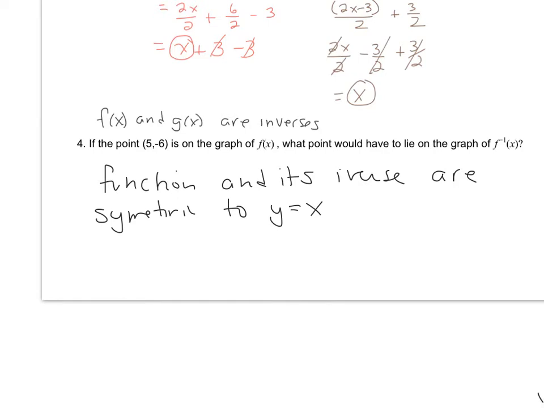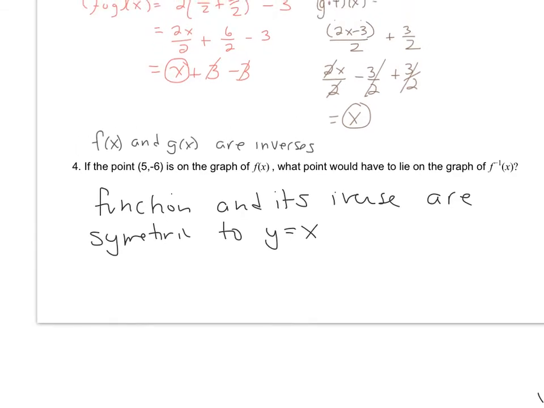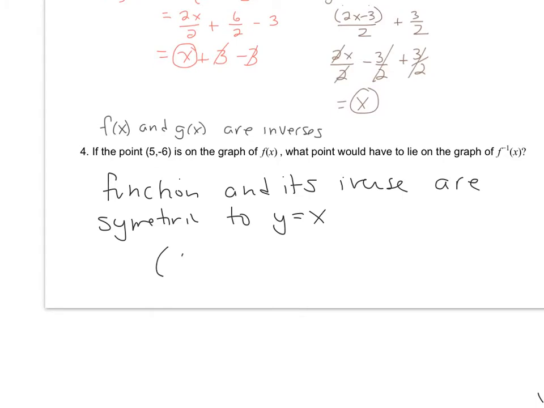When things are symmetric to the line y equals x, the point that is on the other graph is just the flip of that. So if 5, negative 6 is on the graph of f, then negative 6, 5 is on f inverse. So you just flip it.